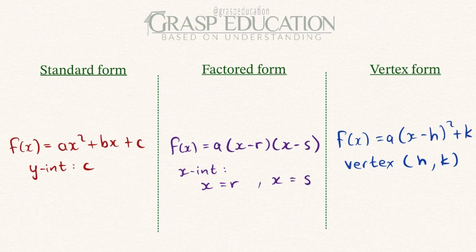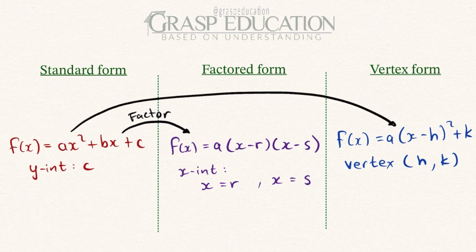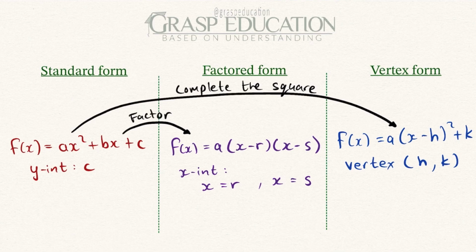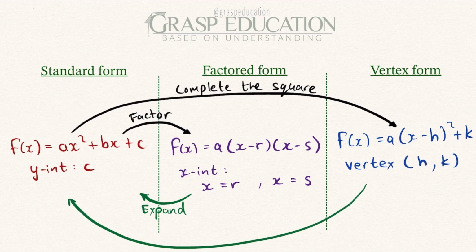If I'm going from standard form to factored form, I need to factor. If I'm going from standard form to vertex form, I need to complete the square. If I'm going from factored form to standard form, I need to expand. And if I'm going from vertex form to factored form, I would also need to expand.